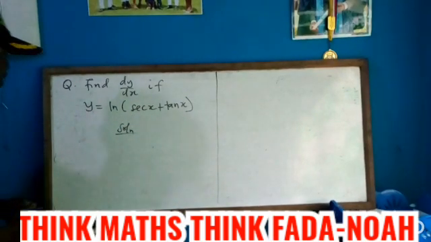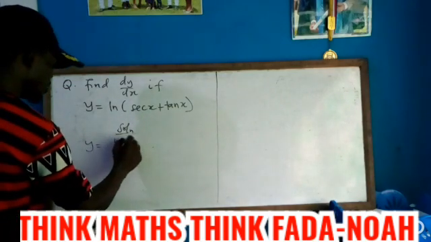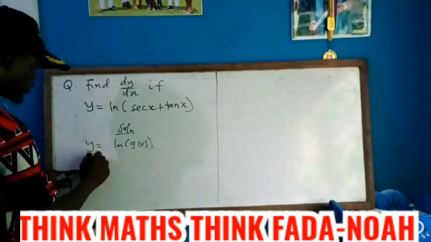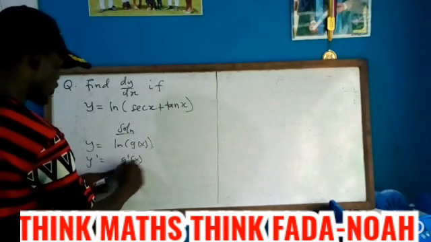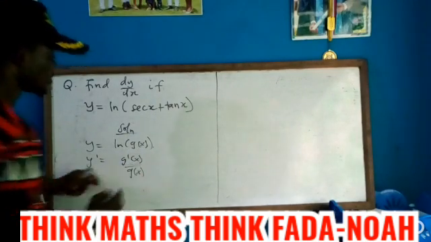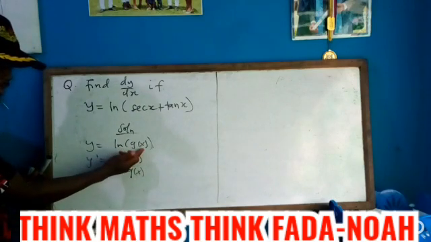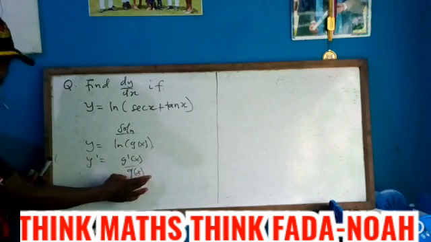Alright, so the rule says that if you have y equals, say, ln of g of x, the derivative, which is y prime, is equal to g prime of x over g of x. Alright, so this is the rule. You have y equals ln g of x, so y prime is equal to g prime of x over g of x.